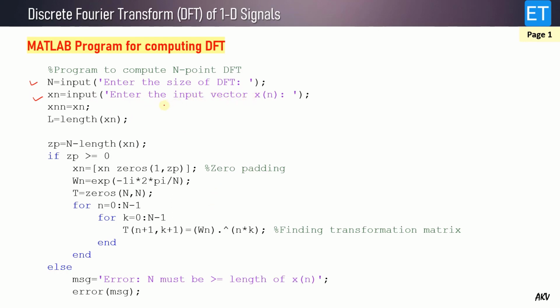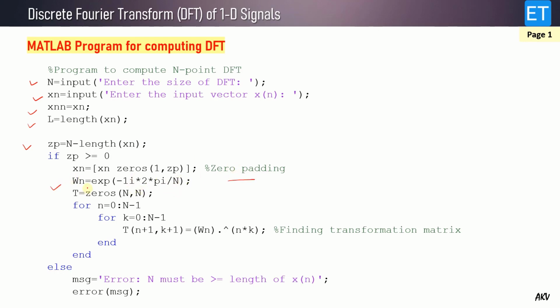So you will enter the samples of your vector and then making a copy of it, finding length of this input sequence, and then finding number of zeros to be padded. Okay, so if there is a difference in number of points or number of samples or value of n and the length of the signal, then obviously you need the zero padding. So here zero padding is being done.